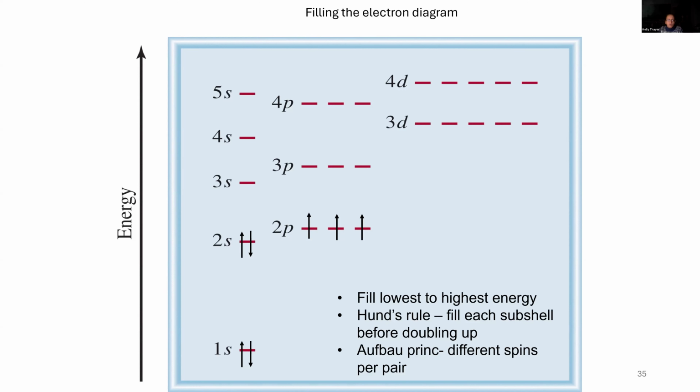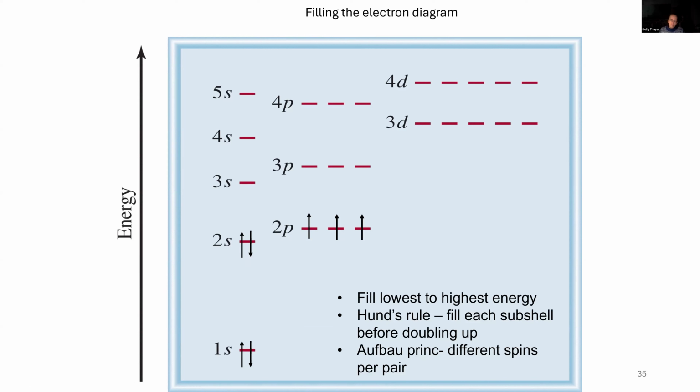So the way that the filling works is we are going to follow Hund's rule. You're going to fill each subshell before doubling up. So for example, in the 1s, that's the subshell. So you would fill this 1s, so you would do up and down, and then you wouldn't put any more in there because it's full. Now, the next thing we could consider is the 2s. So this is the up and the down. There's 2 different ones, and we have some position available here.